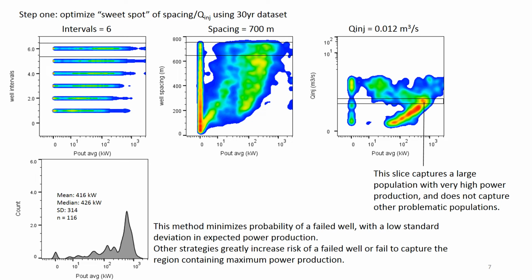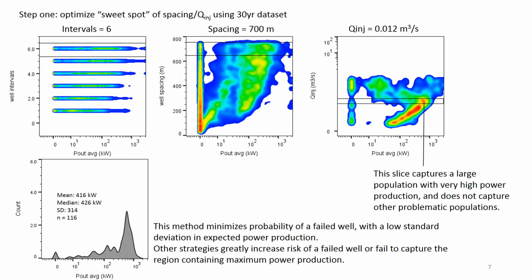Step one, we're going to optimize that sweet spot using the 30-year data set. So first we take a slice containing all data that has well intervals equal to 6, and then we take a slice centered around a well spacing of 700 meters. Then we see that in order to hit that sweet spot, we need a Q of about 0.012 cubic meters per second.